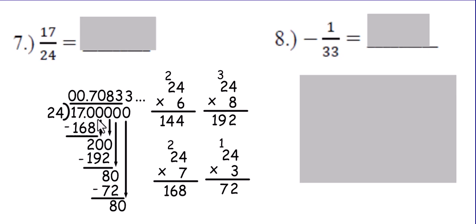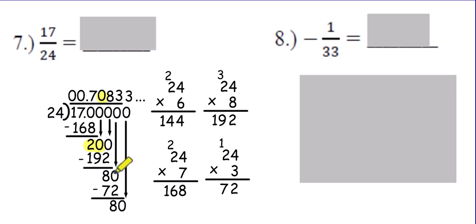When I bring down a 0, what I notice here is that 24 does not go into this 20 at all. So I have to put this 0 right up here above the 0 that I brought down. Then I can bring down another 0. 24 into 200, I recognize that that was 8 times. So you can see I brought an 8 up here. 24 times 8 is 192. 200 minus 192 is 8.